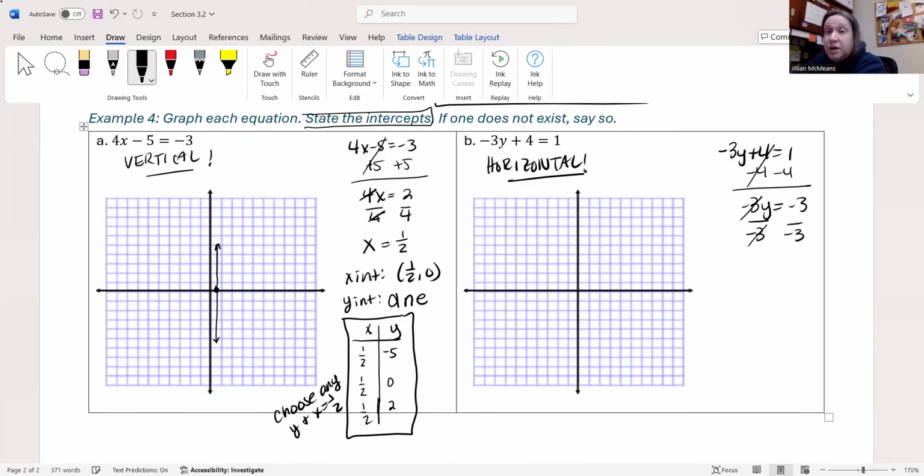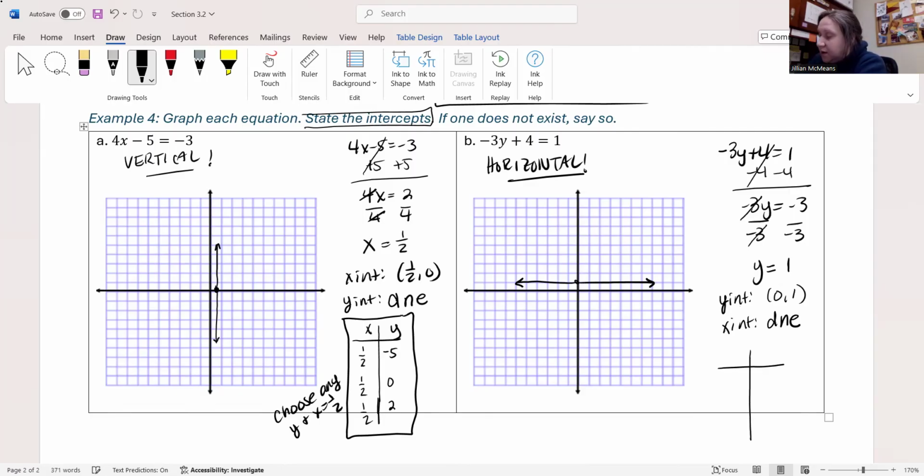-3 divided by -3 is 1. We say the 3's cancel. So we get 1 times y is y, and then -3 divided by -3 is 1. So if I were asked what are the intercepts, I would say, well, my y-intercept is (0, 1). Now, if I asked, okay, what's the x-intercept? Well, I have to be horizontal. I have to go through the y-axis at 1. So I'm going to have something that looks like this. So I'm not actually going to cross the x-axis, so it means I don't have an x-intercept. So I would say the x-intercept does not exist.